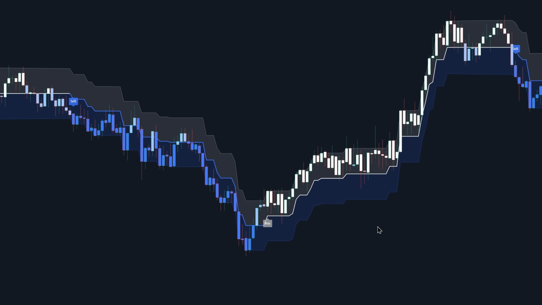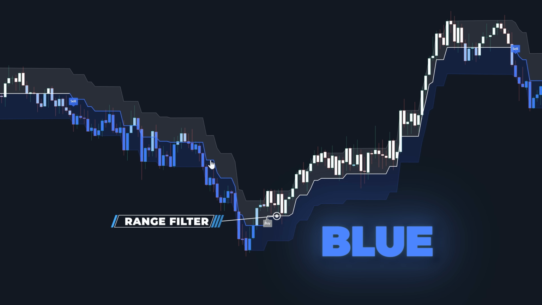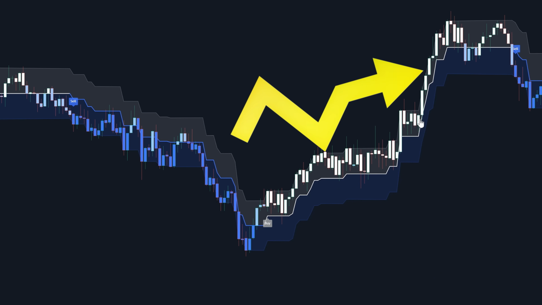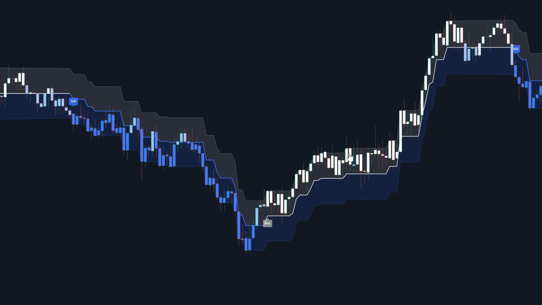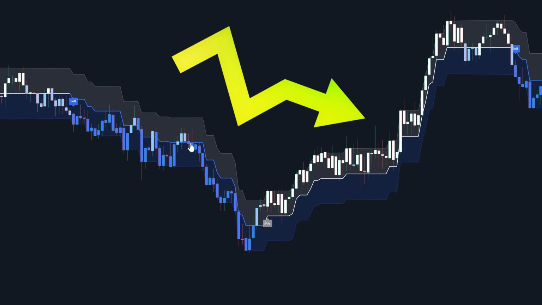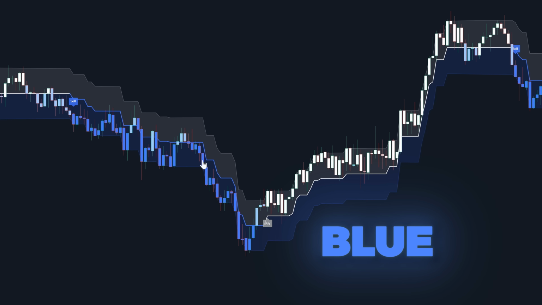First of all, we have the range filter, this white line, which also changes color to blue depending on the trend of the market. If the market is bullish, the range filter is going to be colored white. As you can see, the candles are also going to have the same color, but if it's a bearish trend, the range filter is going to be colored blue. The same is going to be reflected on the candles.